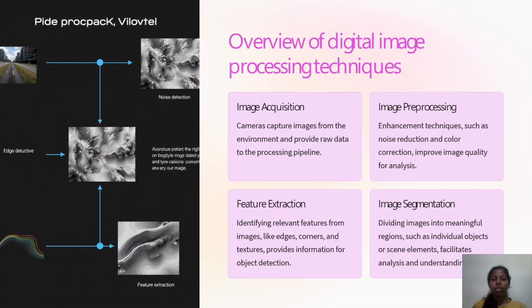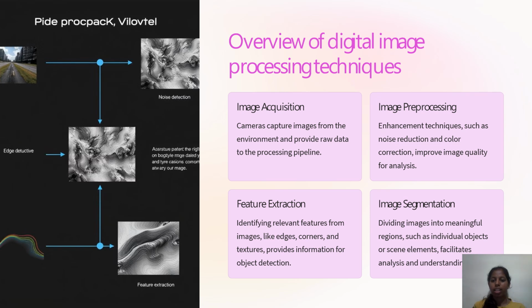Now let's see the overview of digital image processing techniques. In digital image processing techniques, we have four techniques. The four techniques are image acquisition, image pre-processing, feature extraction, and image segmentation. The first is image acquisition. Cameras capture images from the environment and provide raw data to the processing pipeline.